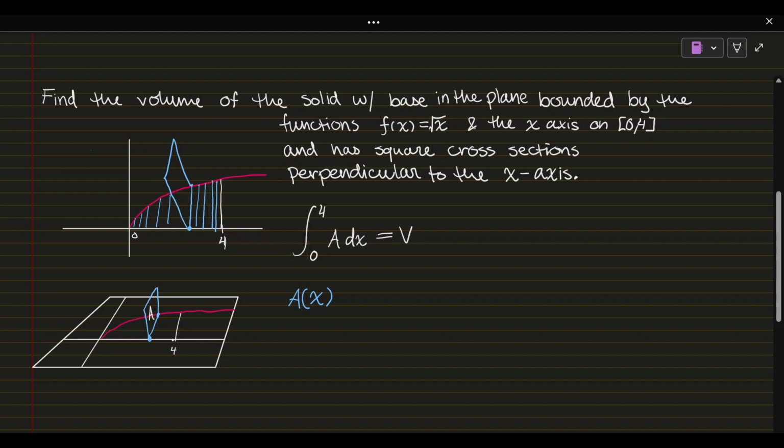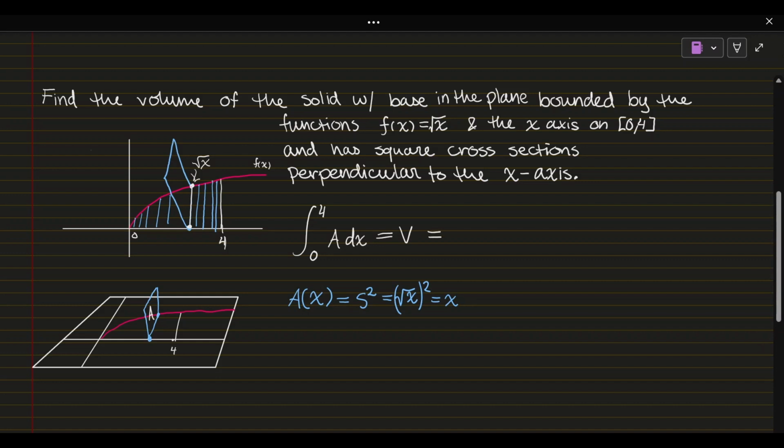So what is the area of a square? The area of a square is its side length squared. So it's going to be s squared. So the question is, what is the side length? Well, if we look here at this drawing, we have that one of the side lengths is the height of f of x. This guy is f of x. So it's going to be the square root of x. So my area happens to be the square root of x squared, which is just x.